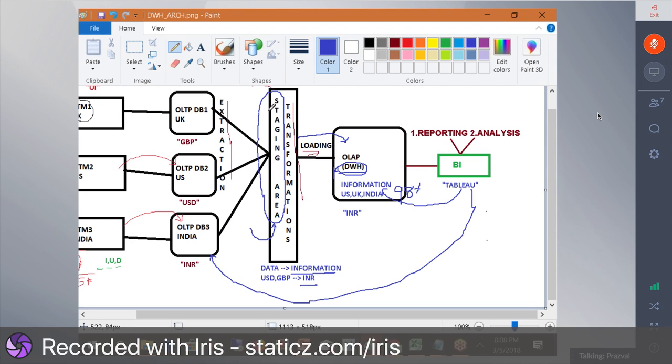Sometimes we don't have the ETL tools. In those 2% of cases, Tableau can read the data directly. So Tableau, or a generic BI tool, will require the data warehouse or the required information. After that, they're going to perform two operations. The two operations are number one, reporting, and number two, analysis.